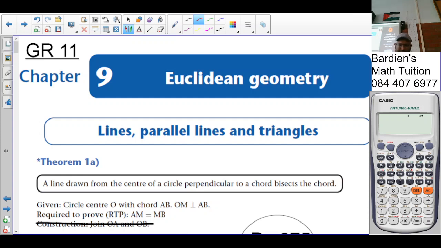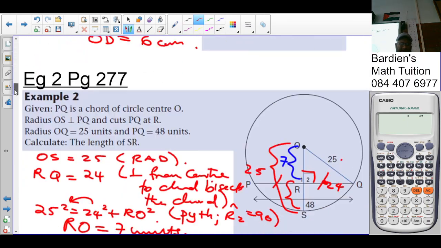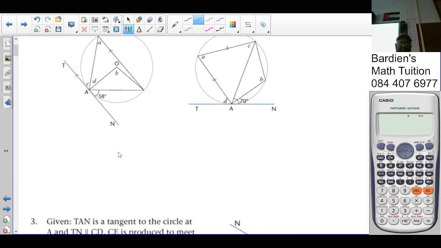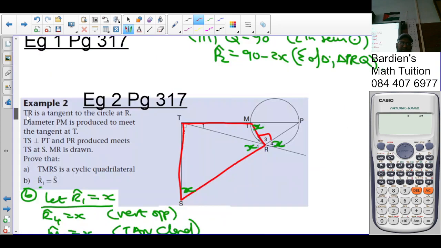So at this point we're trying to wrap up Euclidean geometry. As you know, we're a couple of lessons behind. How many lessons are we behind? More than 6. What was your homework?